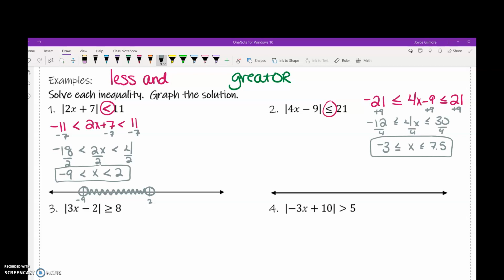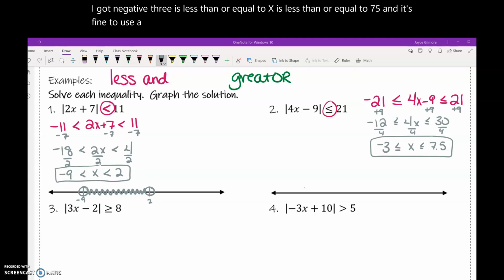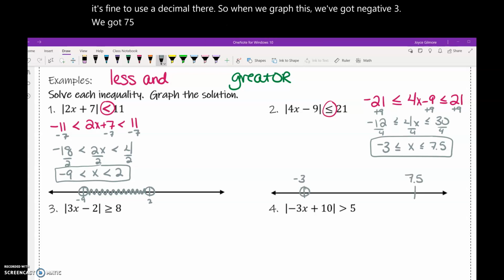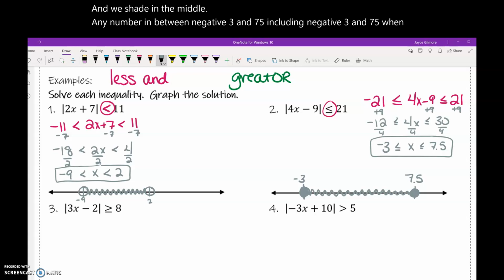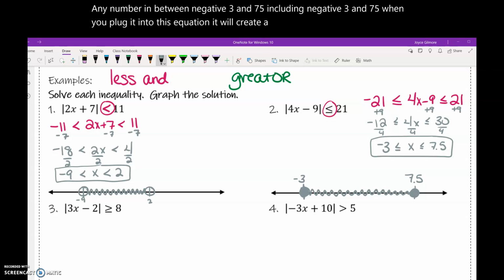I got -3 is less than or equal to x is less than or equal to 7.5, and it's fine to use a decimal there. So when we graph this, we've got -3, we got 7.5 up here, this time closed circles because it's less than or equal to, and we shade in the middle. Any number in between -3 and 7.5, including -3 and 7.5, when you plug it into this equation, it will create a number that is smaller than 21 units away from 0.